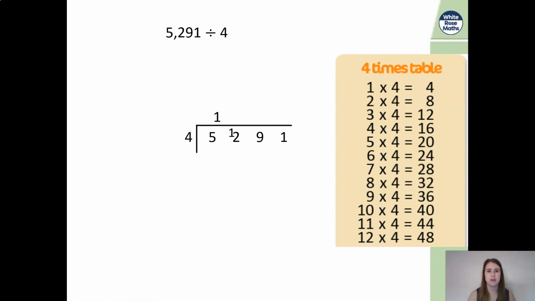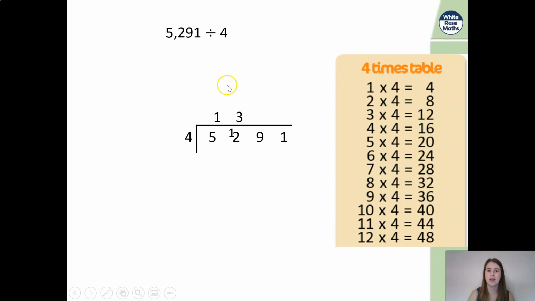So my new number I've now created here is 12. So now I'm going to go back to the beginning. I'm going to ask myself, how many groups of 4s can I get in 12? So look at my times table. I can get 1 group of 4, 2 groups of 4, 3 groups of 4. There's no remainders because it's exactly 12. So my answer is going to be 3.